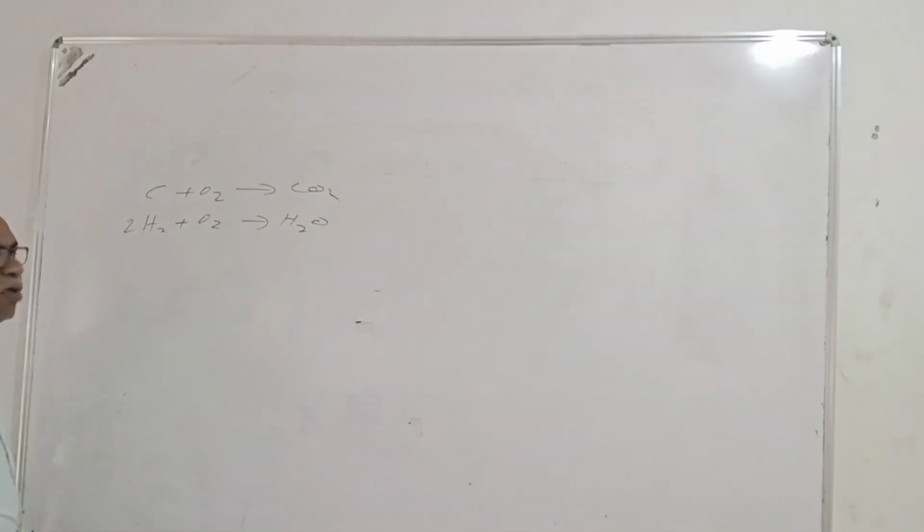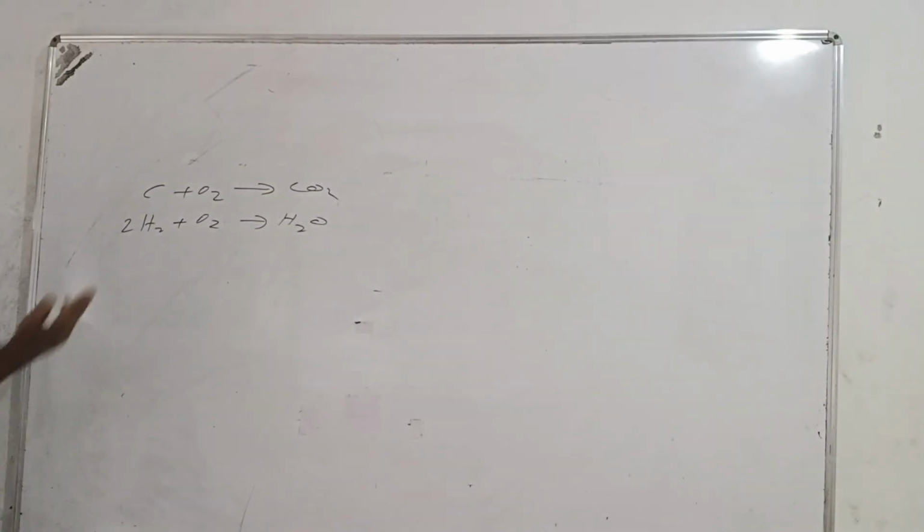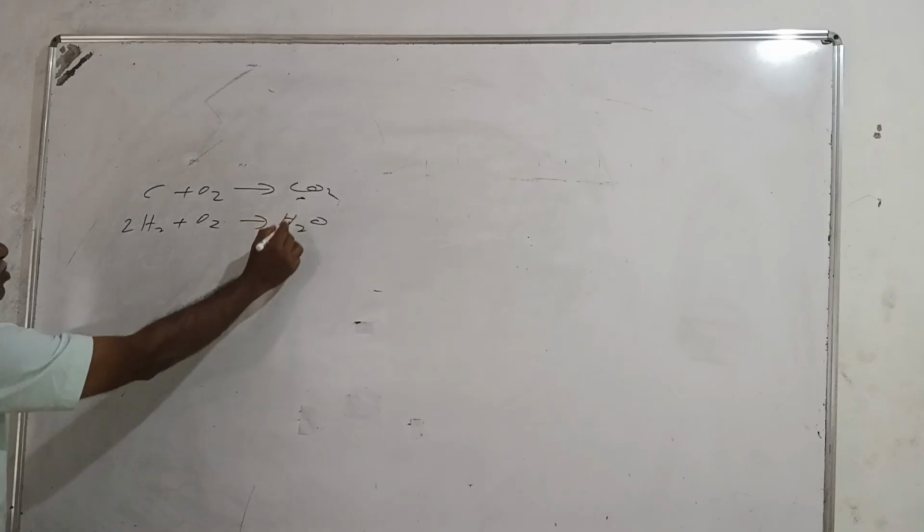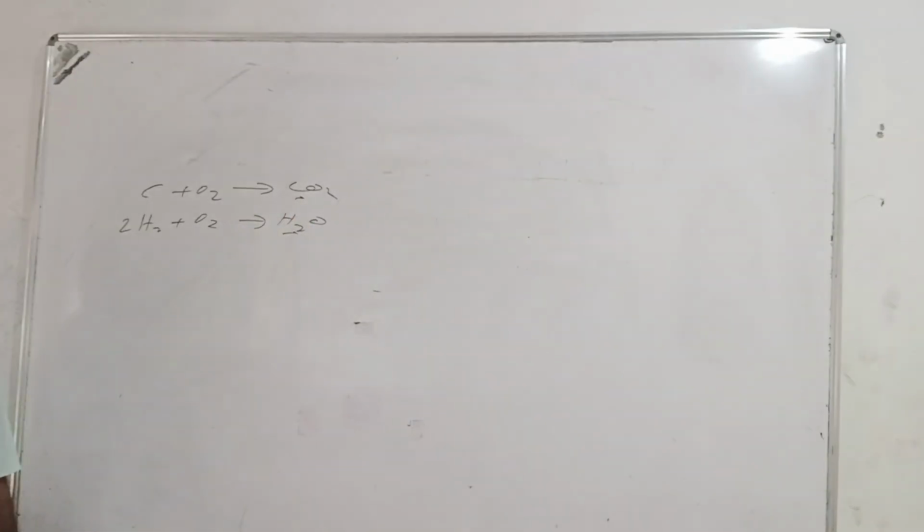Such reactions, we call them combination reactions. Here two or more substances combine together and a single product is formed. Such reactions, we call them combination reactions.